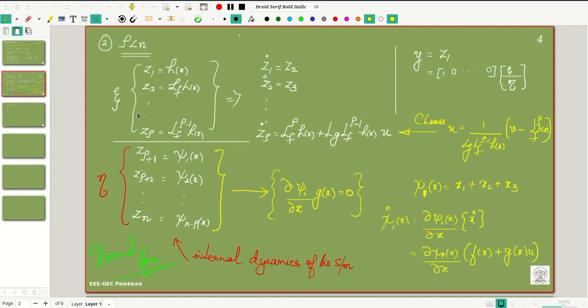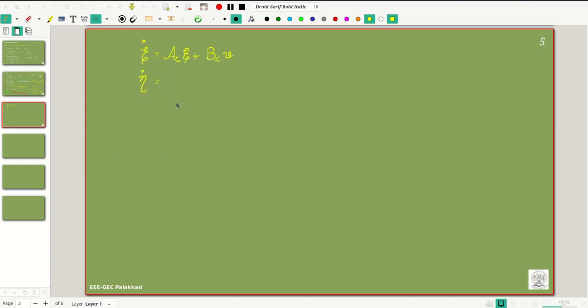So it can have terms from z1, z2 etc. up to z rho, and also terms from these state variables. So I can write this as a function of zeta and eta, but it will not have the u term here. And what is y here? y is equal to Cc into eta. So this representation is called the normal form representation of the system.